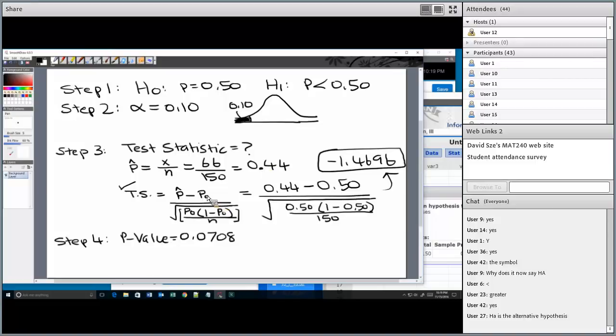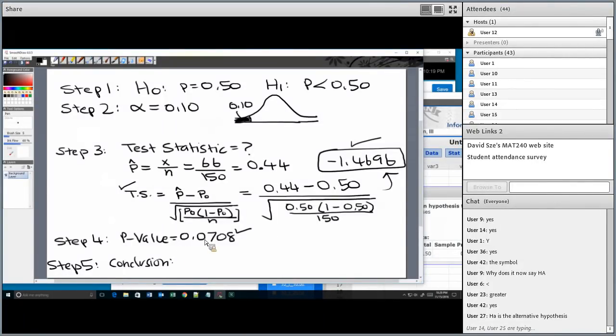Now this is going to be a little tricky. The question said it wanted you to do the analysis using the classical approach and the p-value approach. Let me first talk about the p-value approach. You have found everything. You found your test statistic. You found your p-value. This is all you need to carry out the test. Now you have to get to step 5. Step 5 was the conclusion, to make your conclusion.